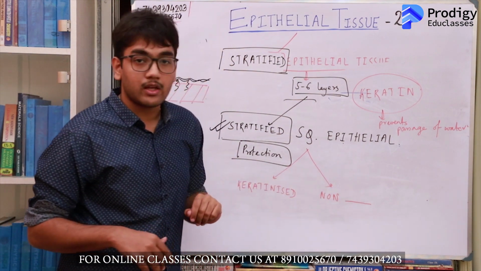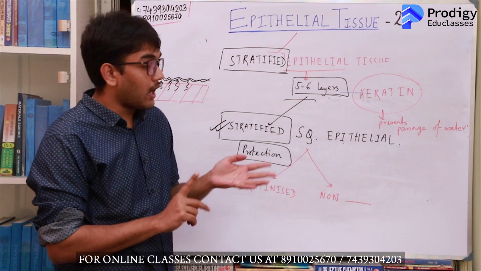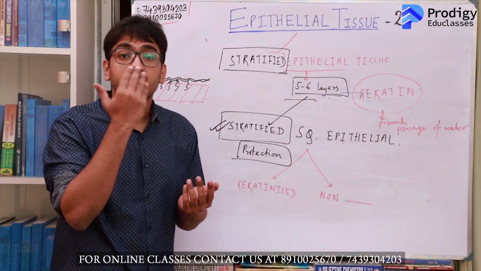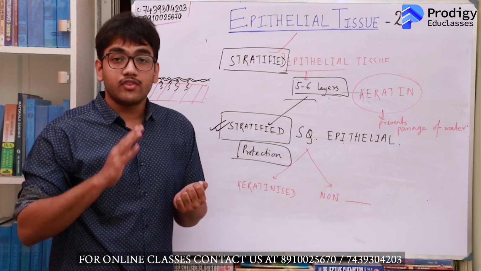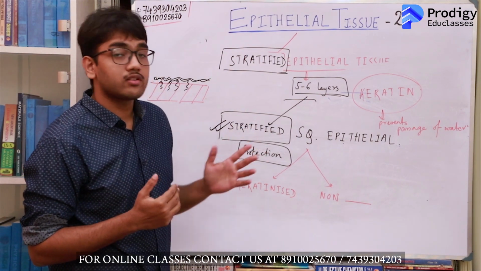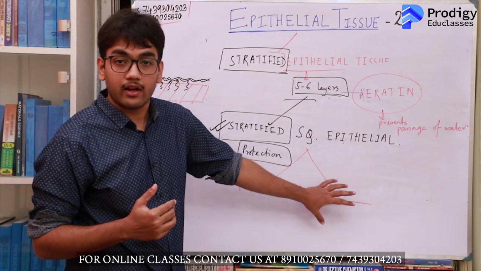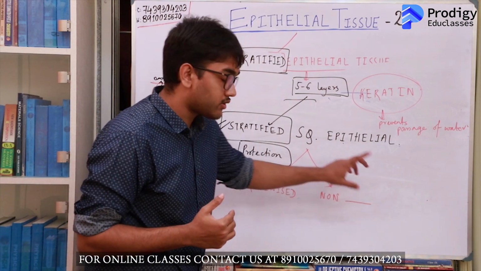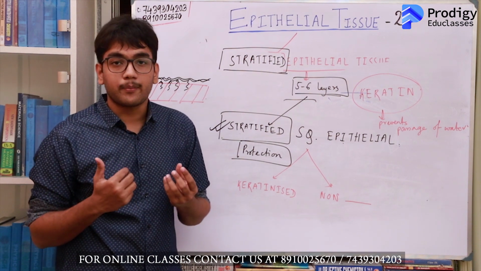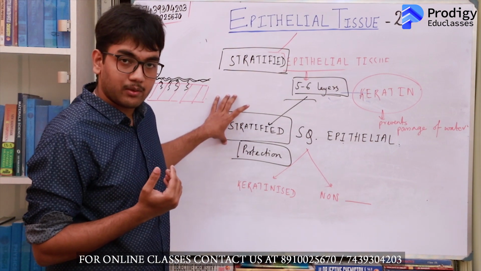Now non-keratinized epithelial tissue will be present in those surfaces which need protection but are moist. So where do you need protection and yet the surfaces are moist? Imagine the covering of your oral cavity. If you look at the inner surface of the oral cavity, it has got continuous lubrication and a moist surface due to the presence of saliva. So keratin is not present over there. That will be non-keratinized. But still it is stratified because you chew, you take a lot of food substances and they will tend to cause friction and erosion of the oral cavity. So you need stratified squamous epithelial tissue.